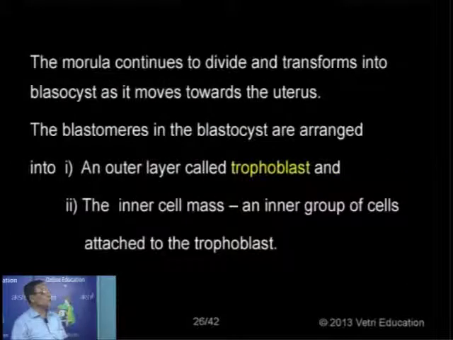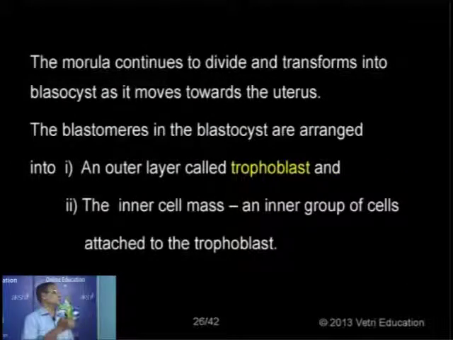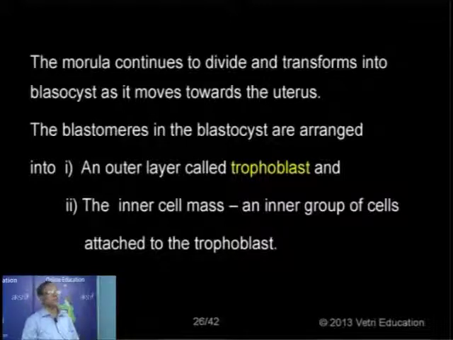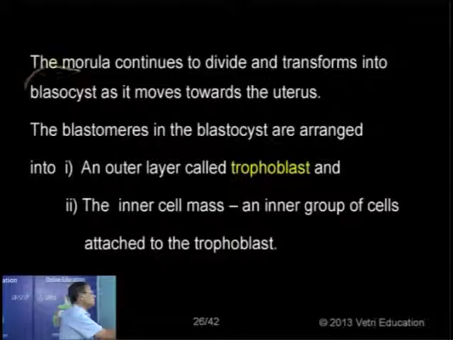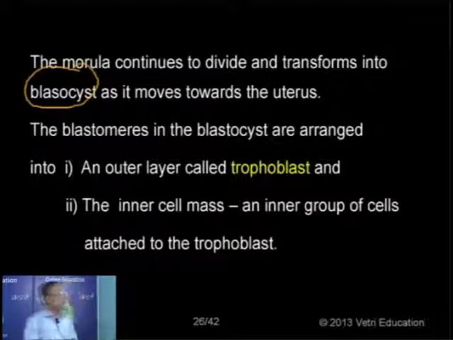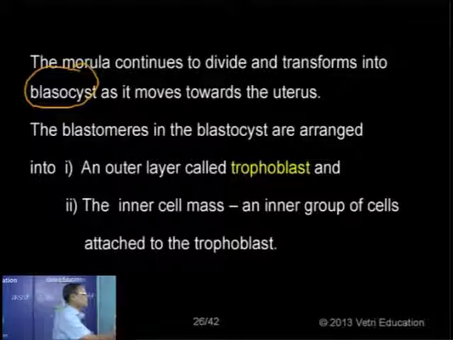So the morula continues to divide and transforms into the blastocyst. Zygote, 2 cell stage, 4 cell stage, 8 cell stage, 16 cell stage, the morula. Now the morula is gradually transformed into the next stage, the blastocyst, when it is moving towards the uterus. This blastocyst is actually a mass of cells. The cells are called blastomeres.